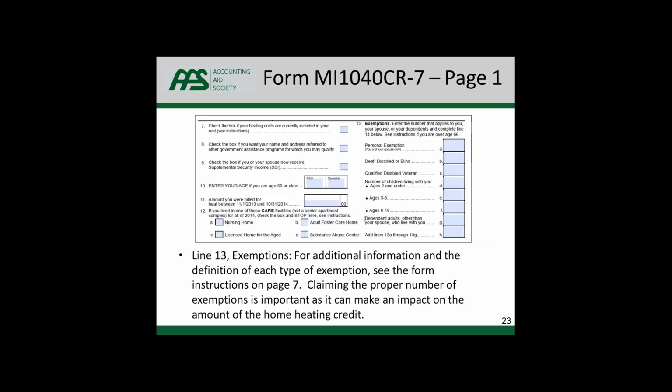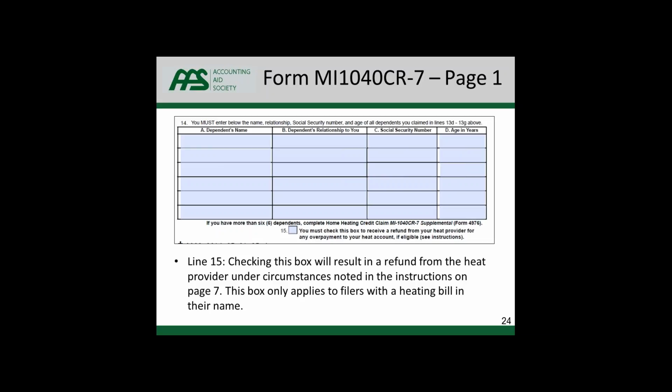Okay. Again, on the exemptions, that does affect the amount of your standard allowance, so that is important to get down right. And again, you need to list the name, relationship, social number, that's important, age. And if you do have more than 6 to list, there's a form 4796 that the state provides.